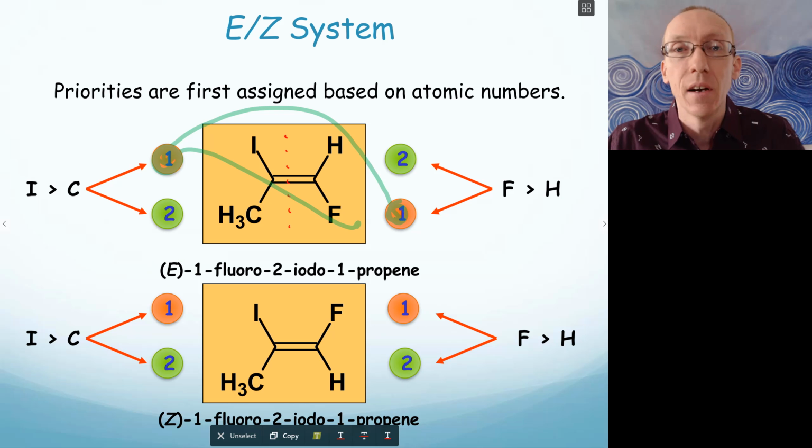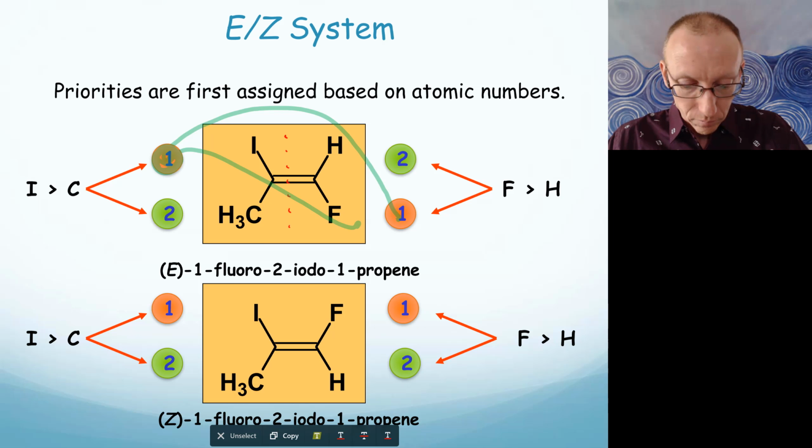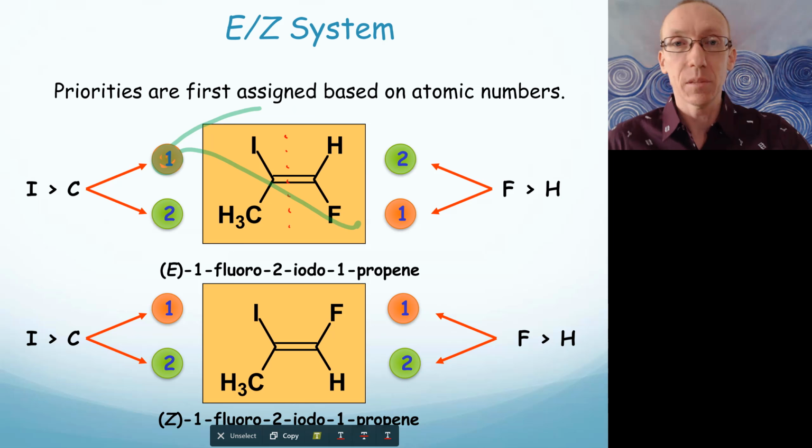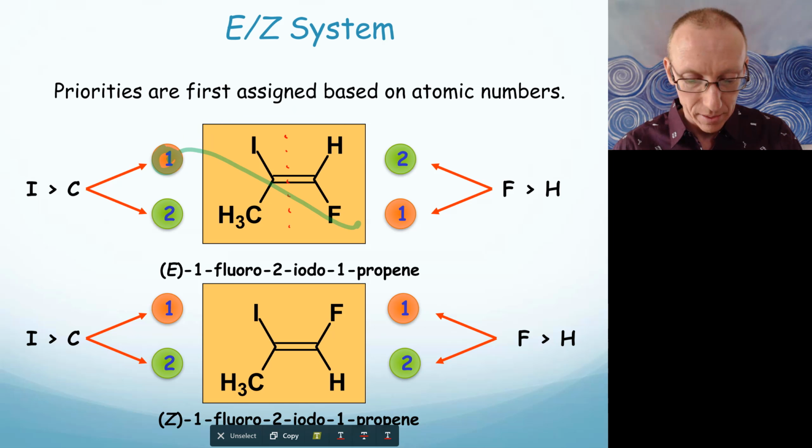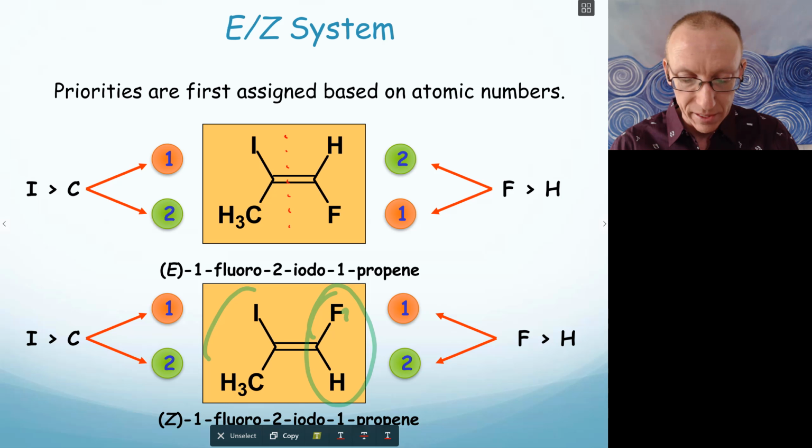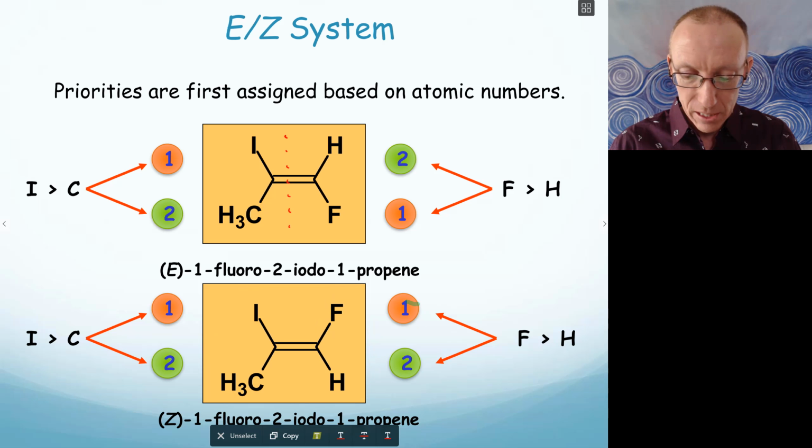We can fill out the rest of our IUPAC name. Now the other possible stereoisomer of this compound, if we keep the left-hand side the same, but then we flip the other side, so the fluorine is at the top here and the hydrogen is at the bottom, then we're going to have the highest priority groups on the same side. So that is going to be the Z isomer of that compound.